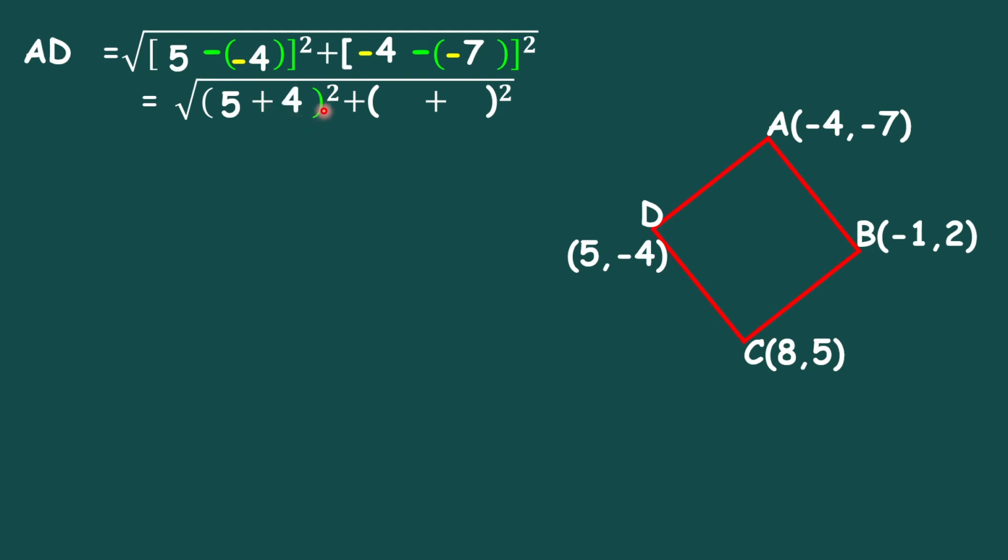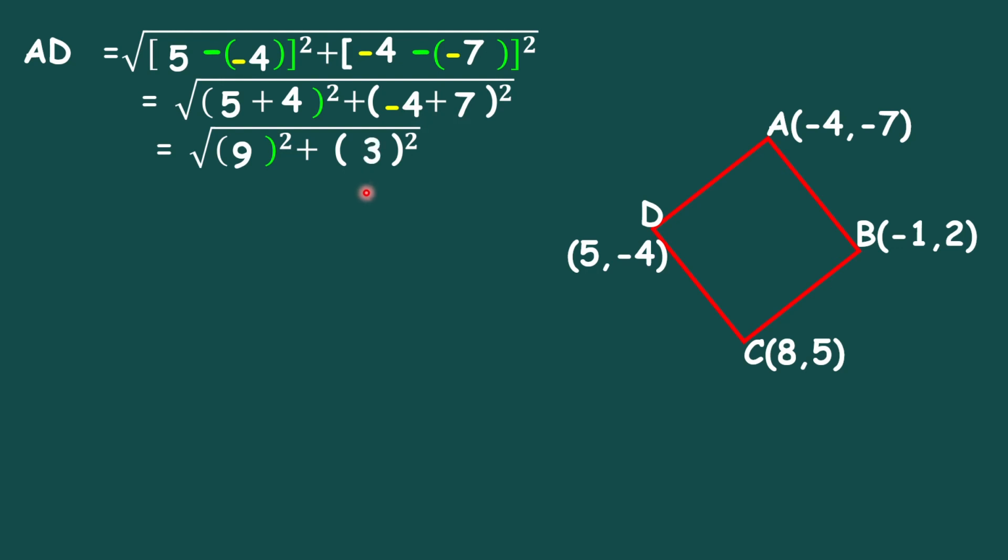4 as it is, its square, plus negative 4 as it is, minus into minus becomes as plus. 7 as it is, its square, is equal to 5 plus 4 is nothing but 9, bracket square, plus in the second bracket 4 has a negative sign and 7 has a positive sign, therefore these two numbers have opposite sign, then we take subtraction. Here 7 is greater than 4, therefore 7 minus 4 is nothing but how much?